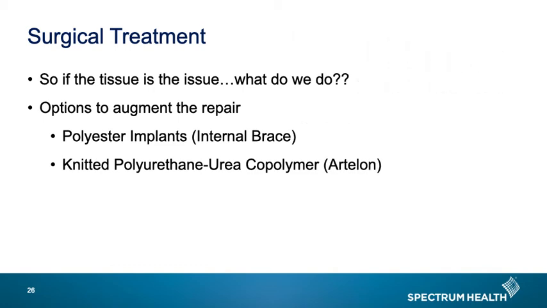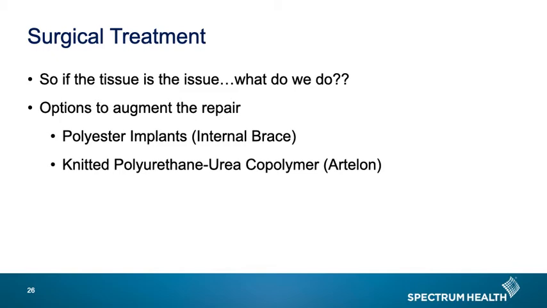So if the tissue is the issue, what do we do? Well, augmenting the repair seems to be the best option. This is where we would do a primary repair utilizing the Brostrom technique and then augment with something over top of it so that it would heal in an appropriate fashion. There are at least two popular options in the market right now. Polyester implants, for which I will use a corporate name, would be Arthrex's InternalBrace as an example. Smith & Nephew has a similar product.